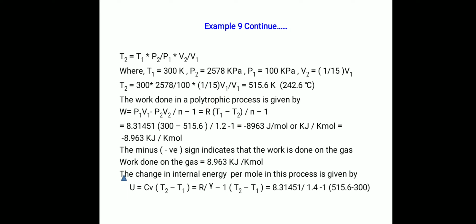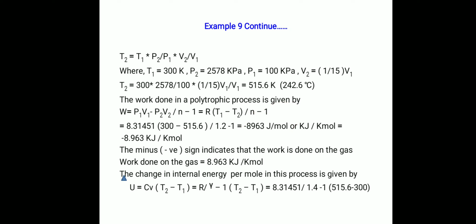So put the values of R, T1, T2 and n, we get the work done value, that is minus 8963 joules per mole. The minus sign indicates that the work is done on the gas, that is on the system, and the work done value is 8.963 kilojoules per kilomole or joules per mole.